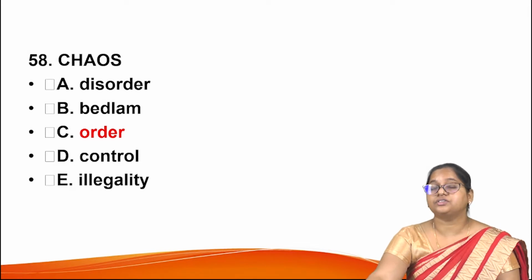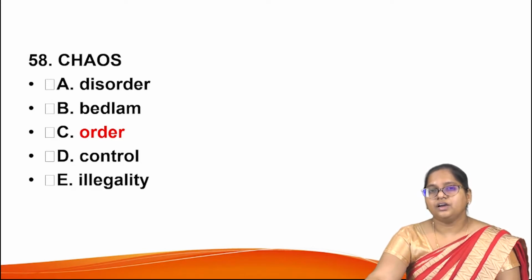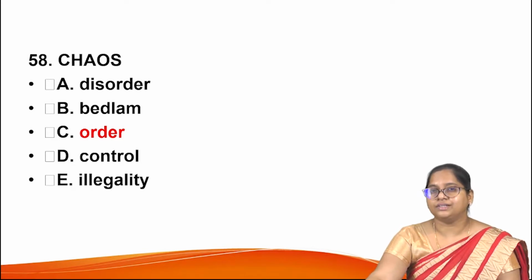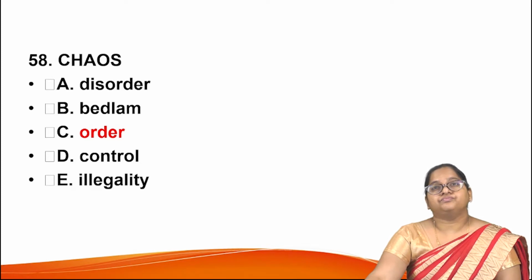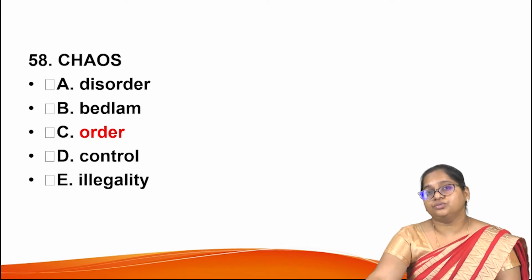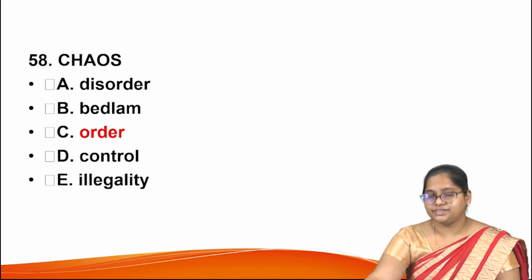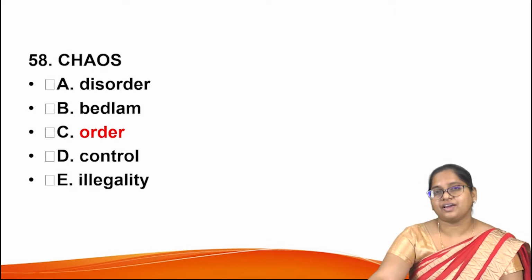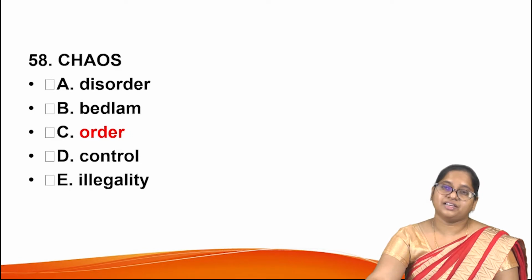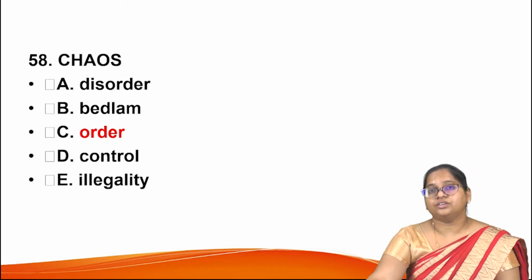Chaos, being chaotic. Chaos. Number 58, chaos. What is the meaning of it? It is complete bewilderment, disorderliness, a completely unruly kind of atmosphere. Now let us look at the options given. Disorder, yes, of course, it is a synonym. In fact, bedlam again is the same.